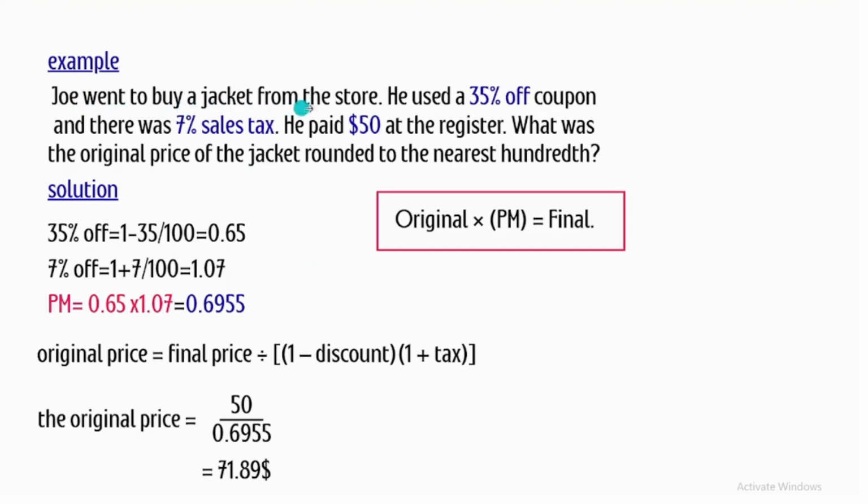He went to buy a jacket from a store. He used a coupon and paid a tax. He paid 50. This is final. He already paid 50 at the register. What was the original price of the jacket? Here, original times PM equals the final. Now I have the PM and the final, so I want the original. I will divide the final over the PM. So final 50 over the PM will equal 71.86.